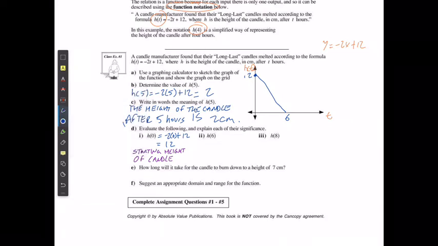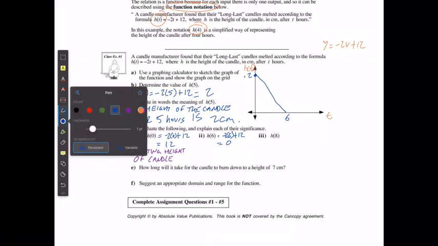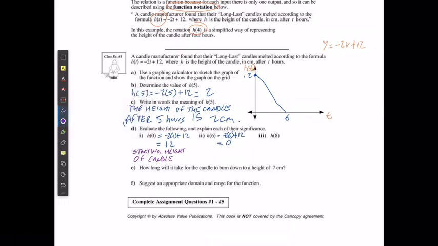In the second case, h as a function of 6 is going to be negative 2 times 6 plus 12, which is going to be 0. That is going to be after 6 hours. The candle is melted.